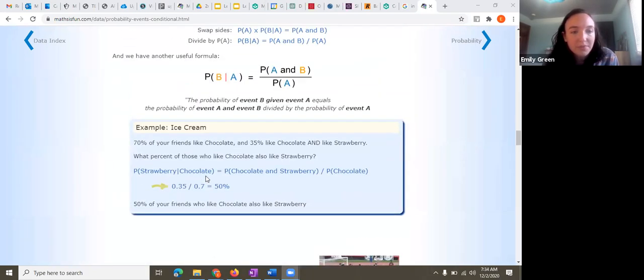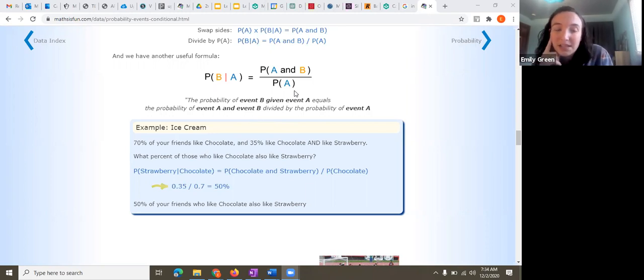So let's look at an example of this one. If we know that 70% of your friends like chocolate and 35% like chocolate and strawberry, okay, that 70% who like chocolate, that's the probability of A, just the one thing. And 35% who like chocolate and strawberry, that's the probability of A and B. Chocolate is A, strawberry is B. So I'm going to do 35% divided by 70%.